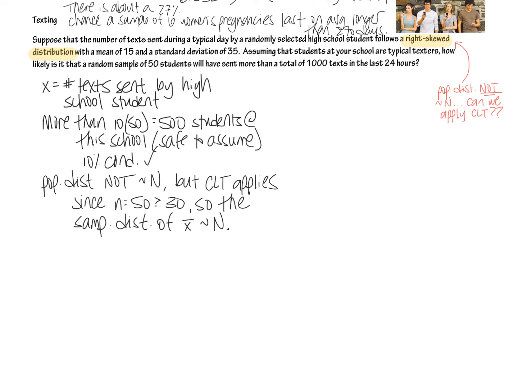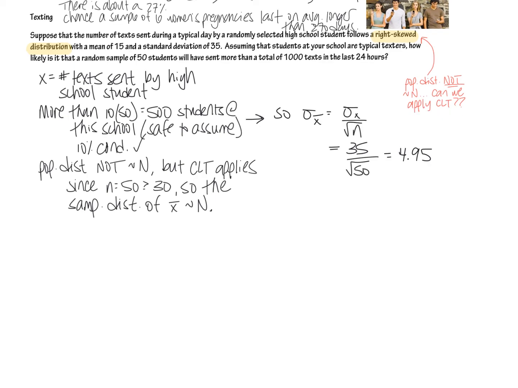Now finally it's time to find my new standard deviation and then go through the math and find the z-score. Remember, you can't start changing your standard deviation until you have checked that 10% condition. So once that 10% condition checks out, the sigma of your X bars is sigma X over radical n, which gives us 4.95. Now I'm ready to do my z-score calculation.